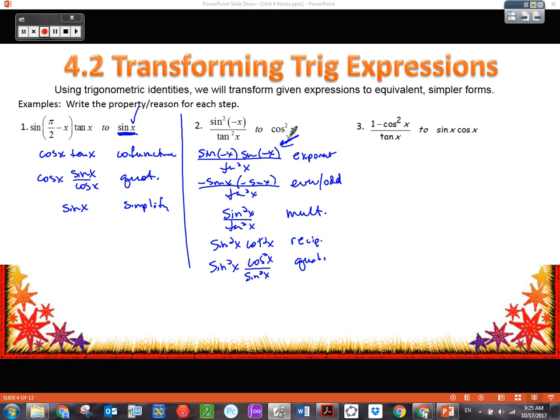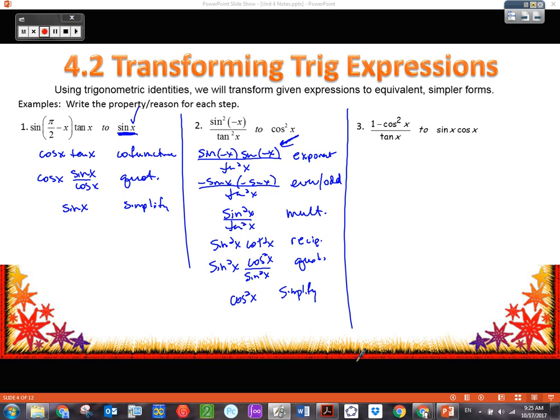Okay, so we have the quotient property, and now if we just simplify, right? We cross out the sine squareds, make those go away. We're left with cosine squared, and so that would be simplification or cancel, just kind of whatever you want to call it. Okay, are we okay with that?